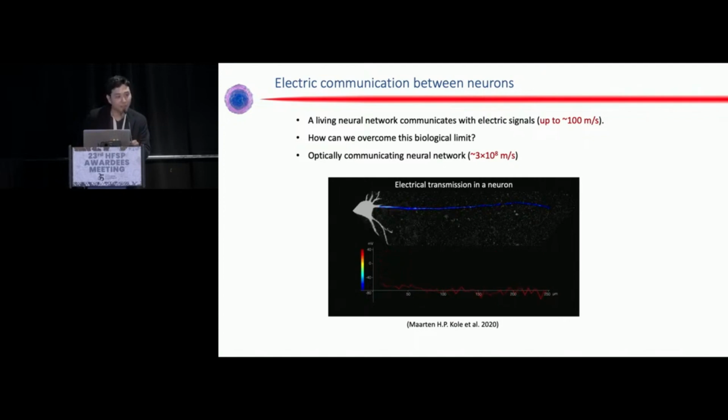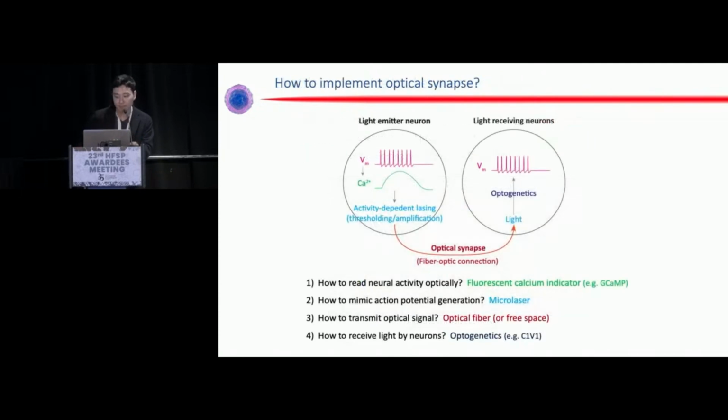Obviously the fastest form of communication is light, which can go at 3 times 10 to the 8 meters per second, which is a million times faster than biological communication. So we wanted to develop an optically communicating neural network.